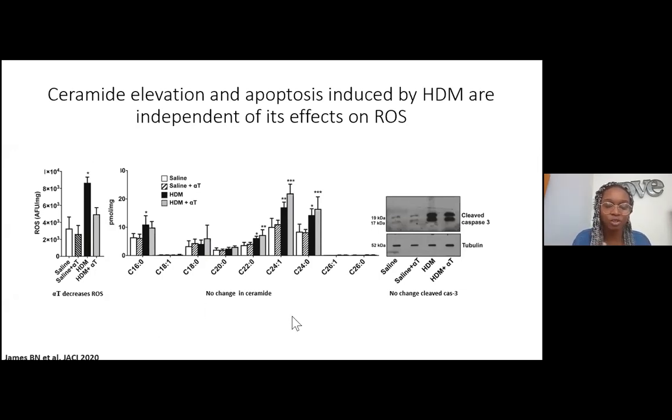And we saw that although there was a trend for higher ceramide, statistically there was no significant difference between house dust mite and house dust mite alpha tocopherol mice. And this was the same for the cleaved caspase-3 groups. And so we concluded that the elevation of ceramide by house dust mite and subsequent induction of apoptosis was independent of its effects on ROS.